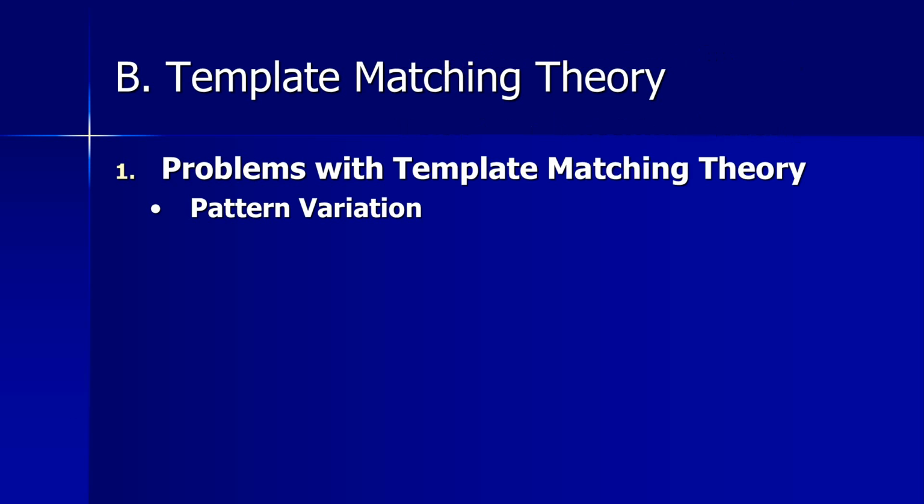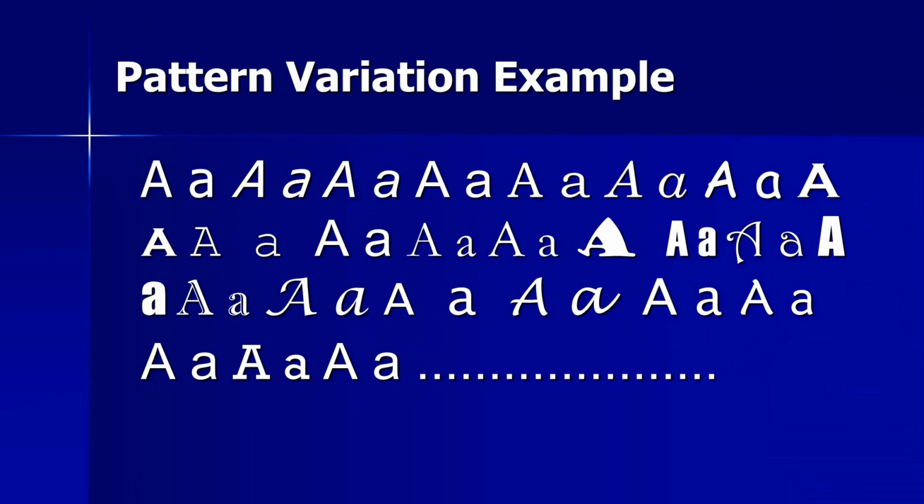So some problems with template matching theory have to do with some phenomena that it doesn't handle very well. The first of these is what we call pattern variation. There are a whole bunch of different ways to write the letter A. There are different kinds of fonts, different handwritings, etc. Yet somehow we're able to identify all of these as the same letter A, even though they're all completely different. So in order for template matching theory to be correct at its basic principle, we'd have to have a stored template for each of these unique examples. And that's obviously not a particularly parsimonious explanation.